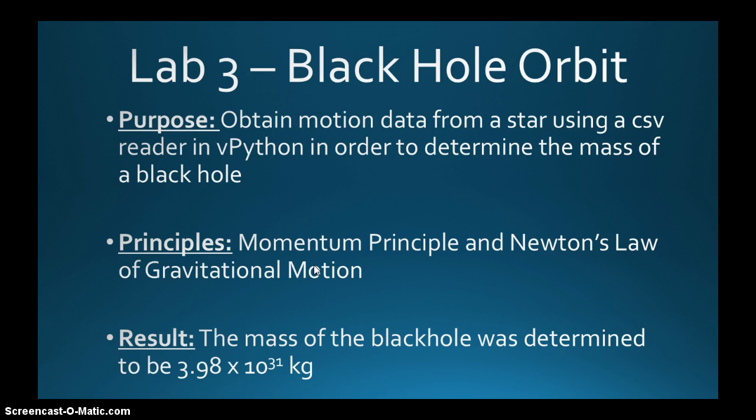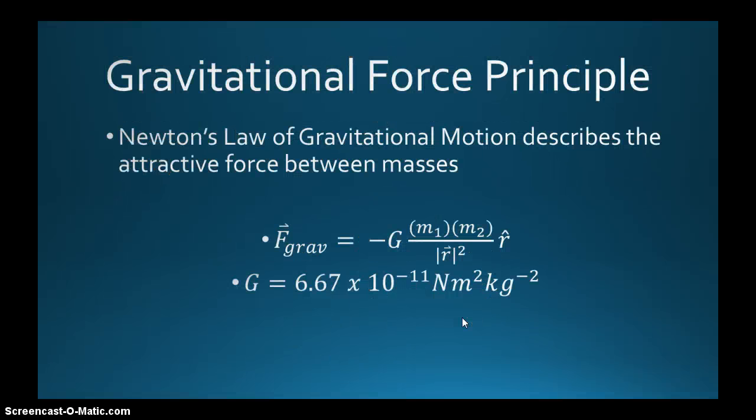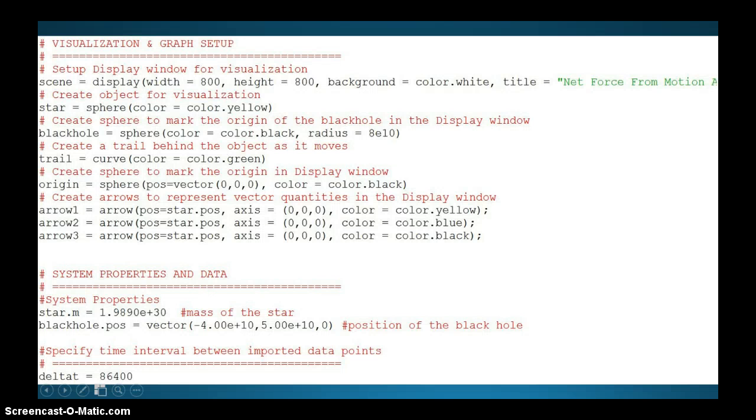Two main principles that are important to this lab are the momentum principle and Newton's law of gravitational motion. The change in momentum, dp/dt, is equivalent to the net force acting on an object times the duration of the interaction. Newton's law of gravitational motion describes the attractive force between masses with the following equation, and the constant G is equal to 6.67 times 10 to the negative 11 Newton meters squared times kilograms to the negative 2. The code was instantiated with the following information.